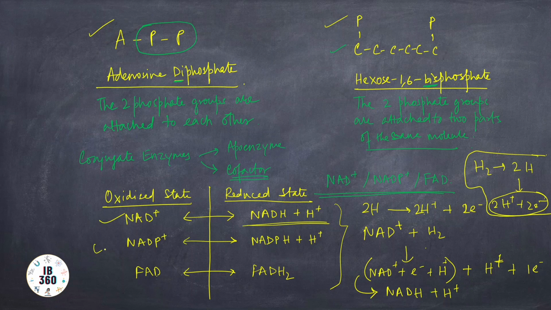A similar case applies to NADP+ and also to FAD. I hope you get it cleared by this time, and all these reactions are reversible. As you can see, the arrow points to both sides, so depending on the availability or concentration of the substrate and the product, the reaction will proceed in a particular direction. So all these are reversible reactions.